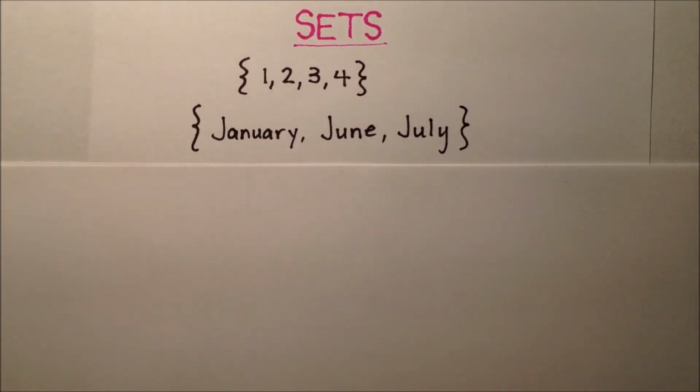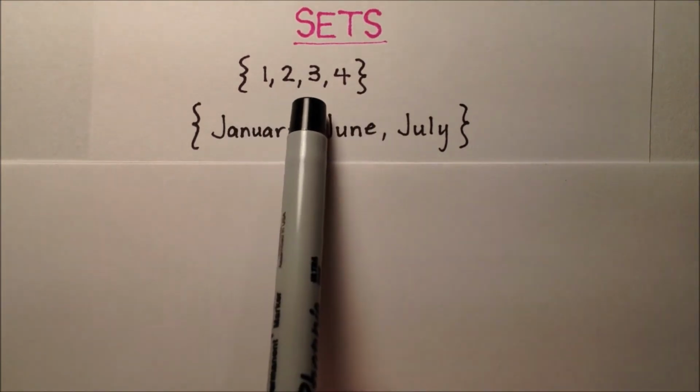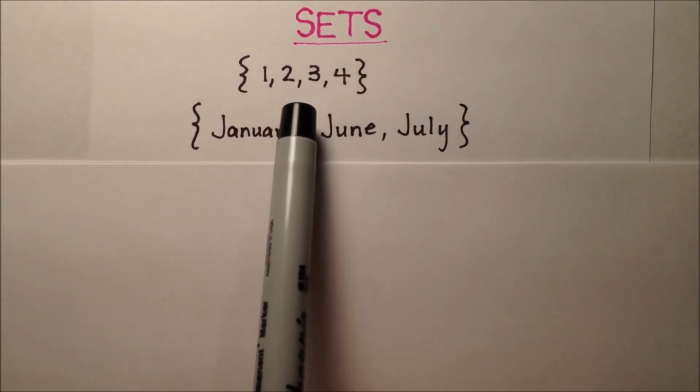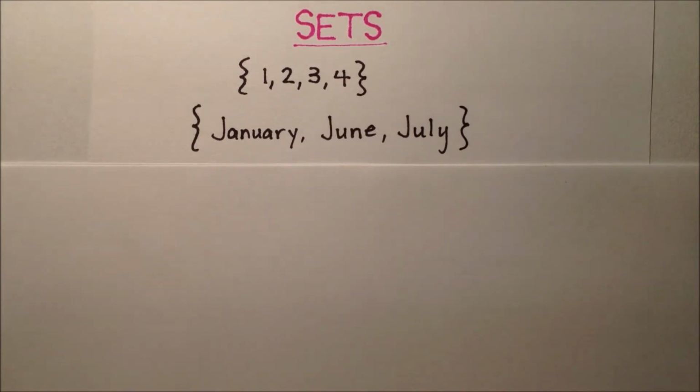So whenever we have a set of objects, we're going to open it with a brace and close it with a brace and list all of the members or elements of the set one by one, and we're going to separate them with commas. This first set is a set of 4 numbers, 1, 2, 3, 4. The set is opened with a brace and closed with a brace, and each of the numbers is separated with a comma. Likewise, in the second example, we have January, June, and July. This is a set of all the months that begin with the letter J. Again, braces are used to indicate the set, and commas are used to separate each set member.